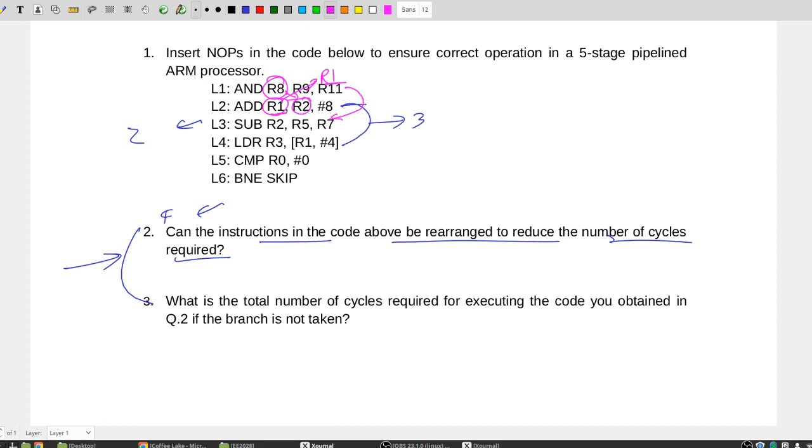The third is ensure that they don't write to the same register. If they do, you cannot change the order because the following instruction should be using the value returned by the second instruction, not the first instruction. Okay, so you check along this diagonal, you check along this diagonal, you check along this line. And if all the checks are passed, then you can change the order.